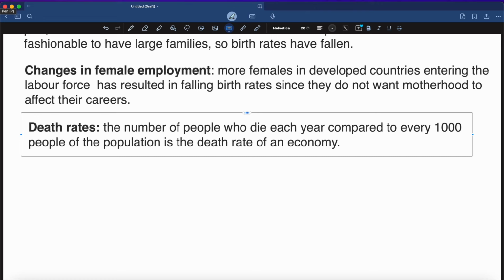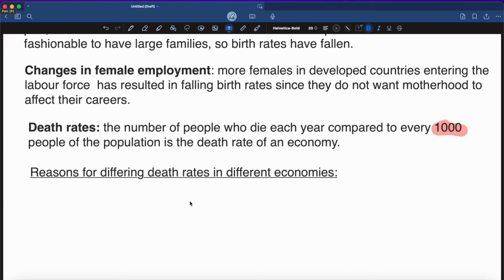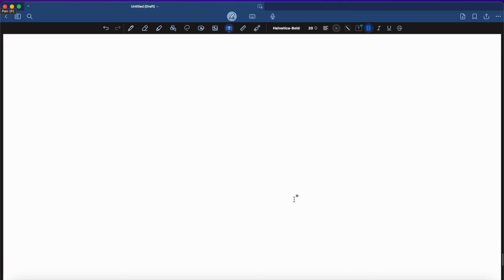What are death rates? Death rates are simply the number of people who die each year per every 1,000 people of the population. You need to know this definition. You have to cram this definition. Why are they different for different economies? Let's answer that. It's very similar to birth rates, so I'm not going to waste a lot of time on this. Let's look at the reasons for differing death rates in different economies.